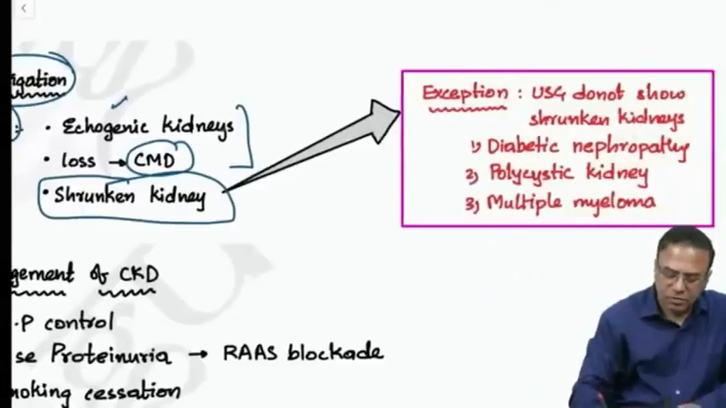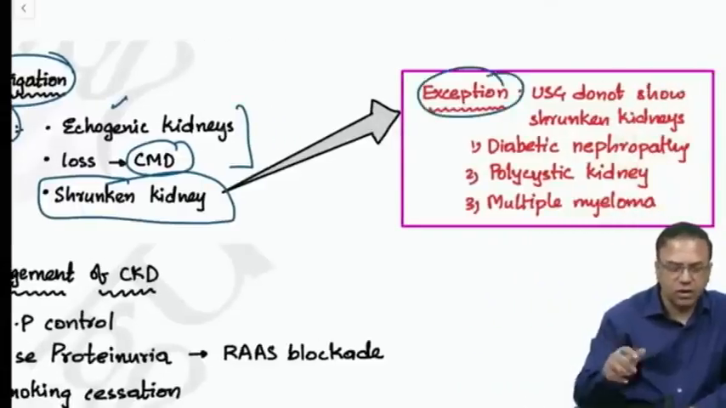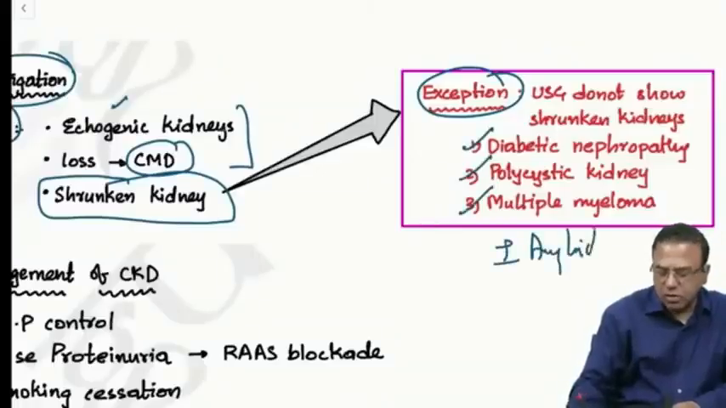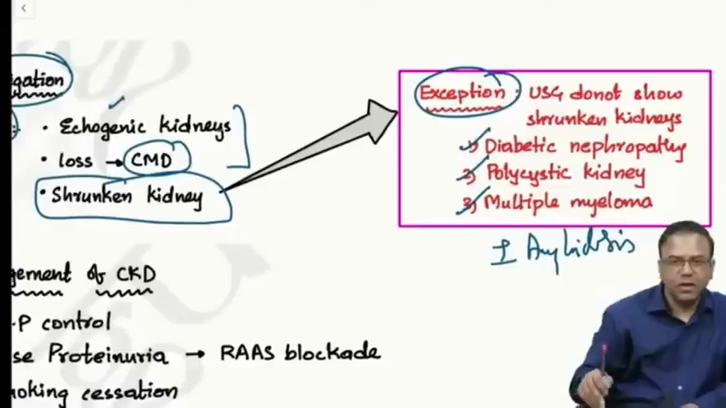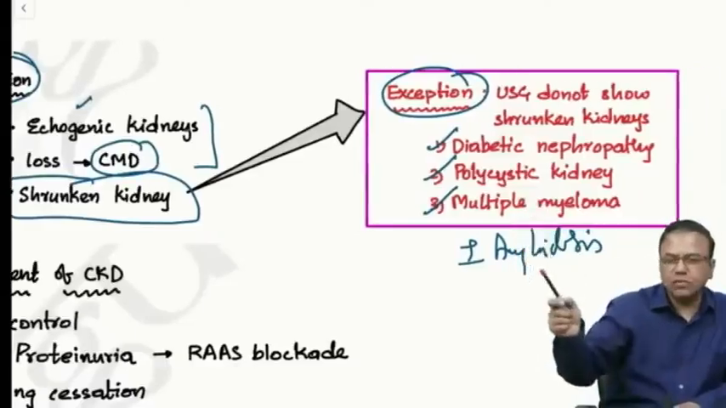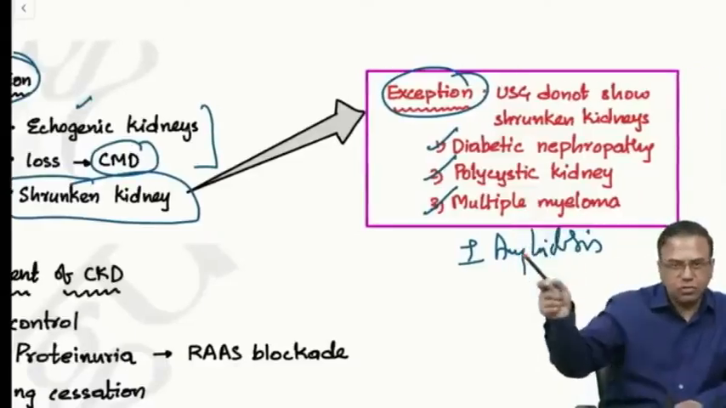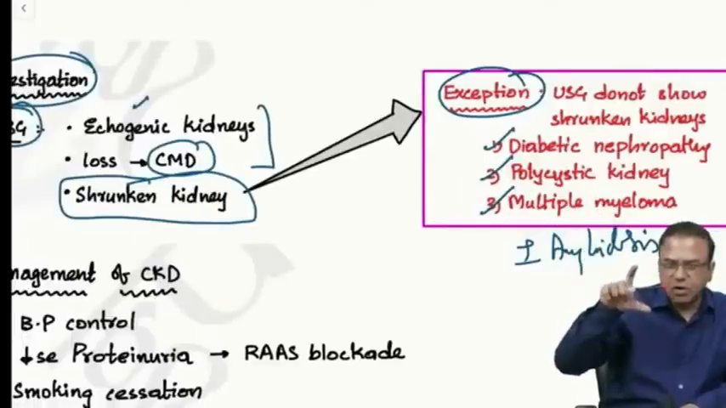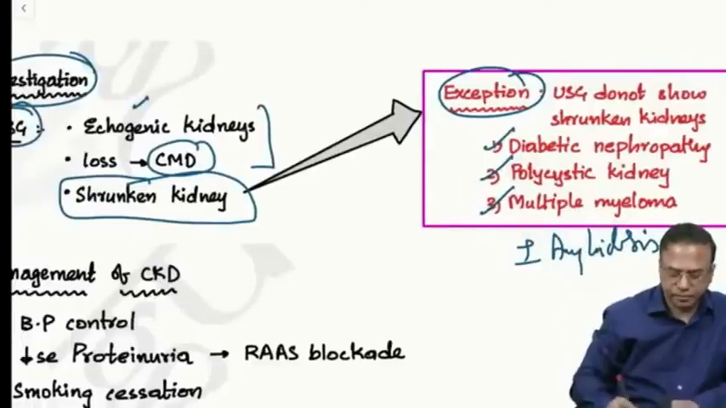There are some exceptions where even though the patient has CKD, the kidney will not shrink: diabetes, polycystic kidney, multiple myeloma, and to some extent even amyloidosis. In all these the kidney may not shrink, but the first three are for sure. Amyloid most of the time will not shrink, so that is also included. So even though CKD is there, the kidney size may not become small in these conditions.